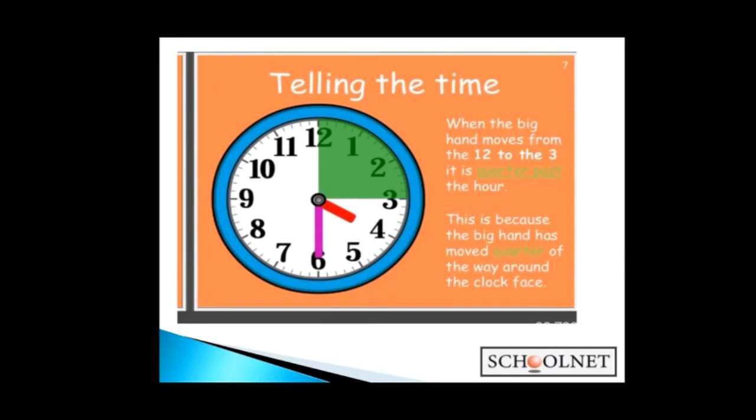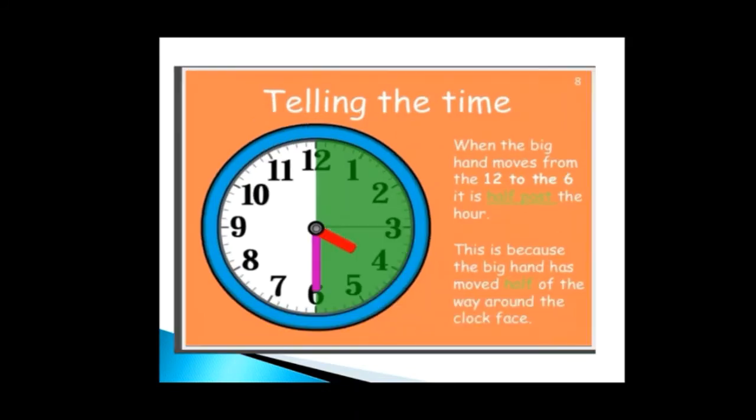See, in this clock, the quarter part is covered with green color. When the big hand moves from 12 to 3, it is quarter past the hour. This is because the big hand has moved a quarter of the way around the clock face.